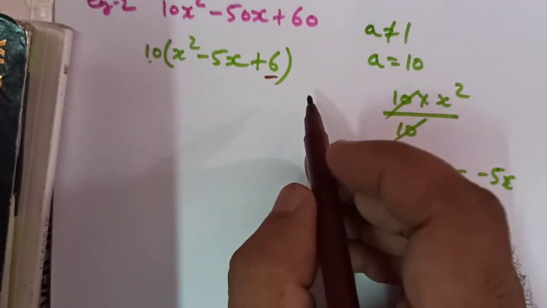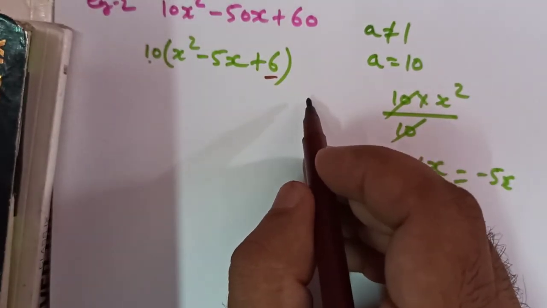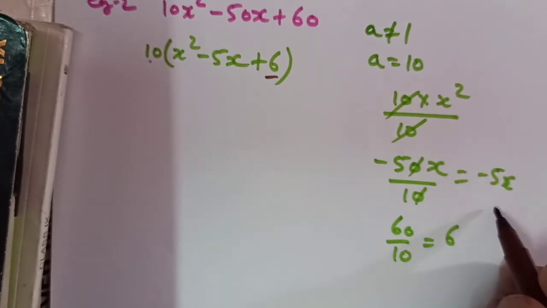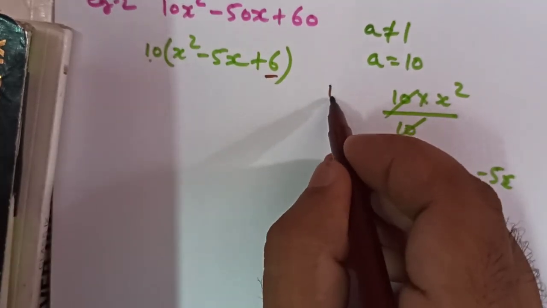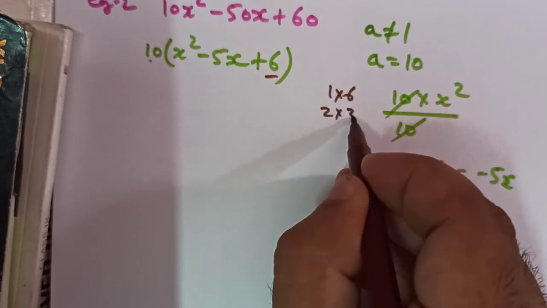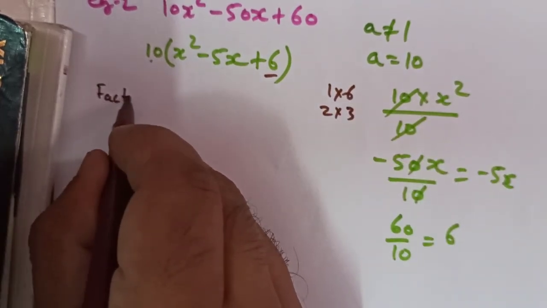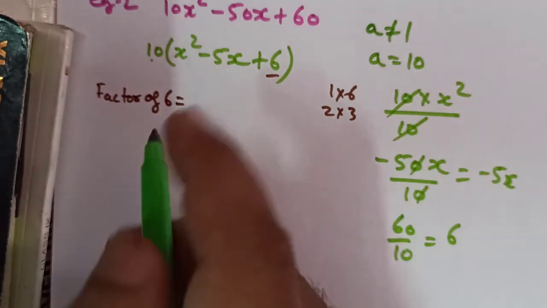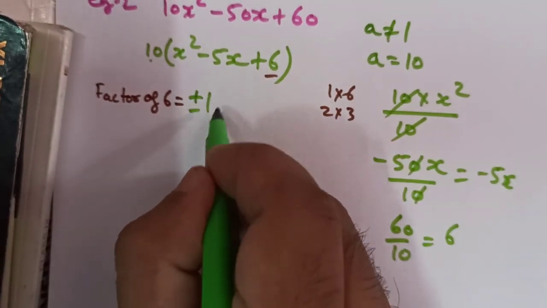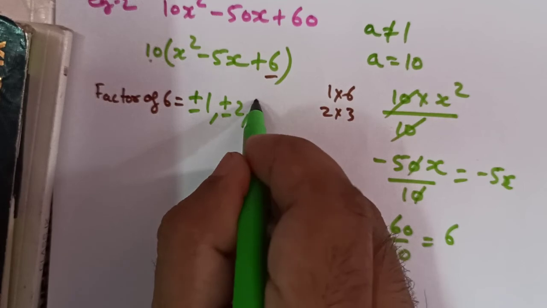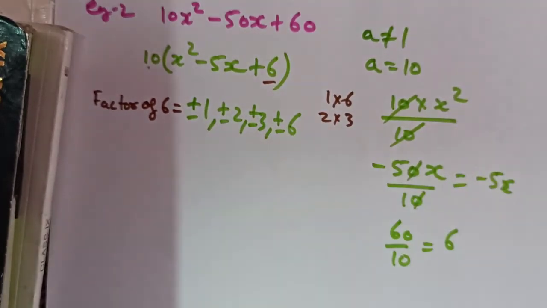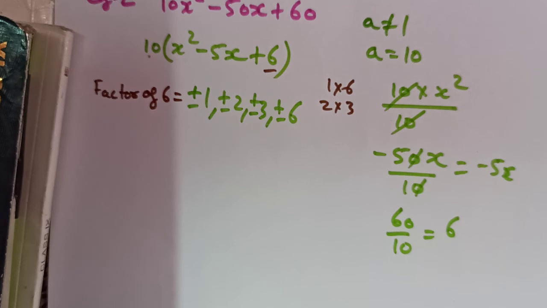In the previous question we calculated the factors of 6. Similarly here also we will calculate the factors of 6. That will be 1 into 6 and 2 into 3. So the factors of 6 will be plus and minus 1, plus and minus 2, plus and minus 3, and plus and minus 6. Total 8 factors are there.